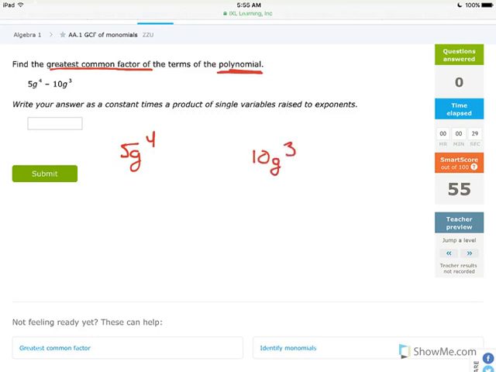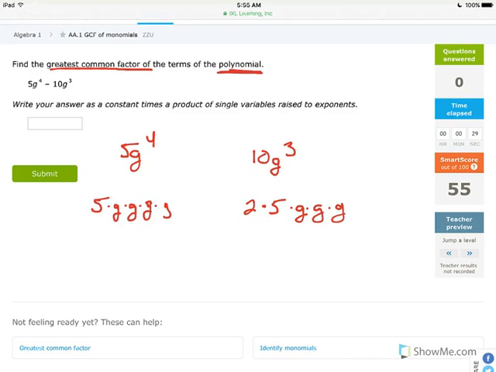And you don't need to worry about the minus sign. We can worry about that later on in the course when we're trying to factor these so that we can solve equations. So what are the factors of 5? Just 5 and 1. And what are the factors of g to the 4th? G times g times g times g. And the 10 is a 2 times 5. And g to the 3rd is g times g times g.